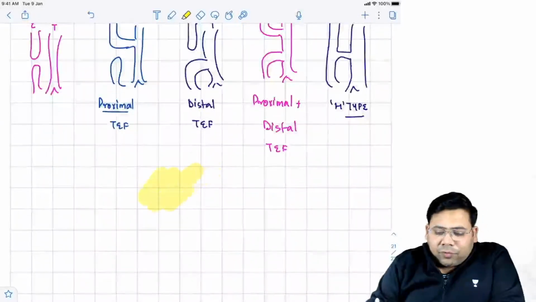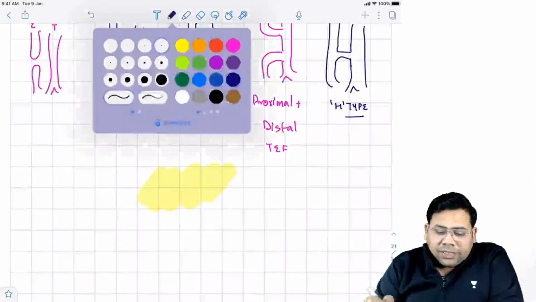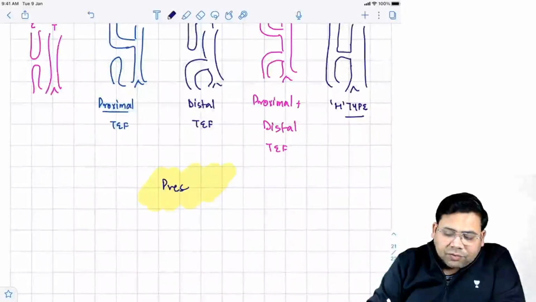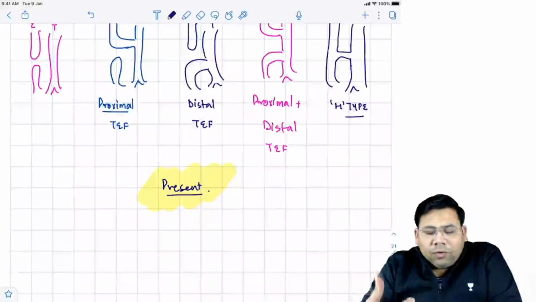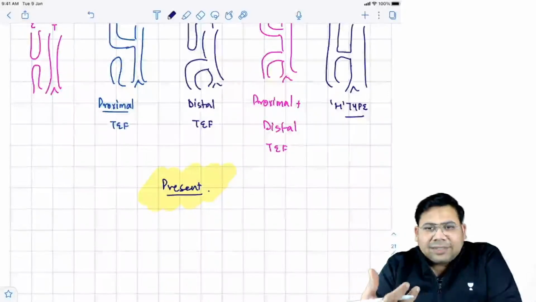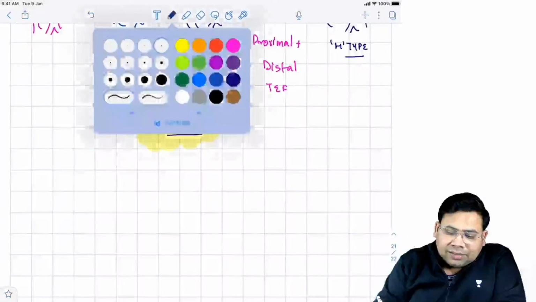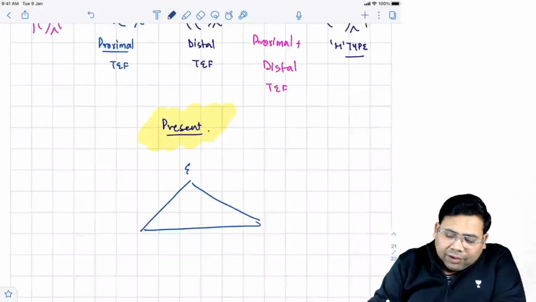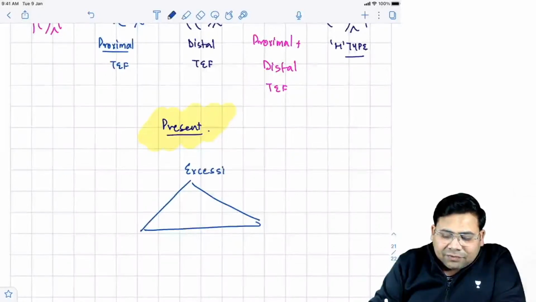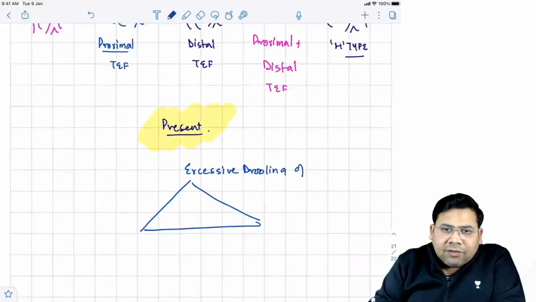Let us quickly understand the most common presentation. When we talk about the presentation of TEF, what is the classical presentation? The newborn will not be able to take in the saliva. The answer is excessive drooling of saliva. This is very important. Along with this, what else do you get to see, students?